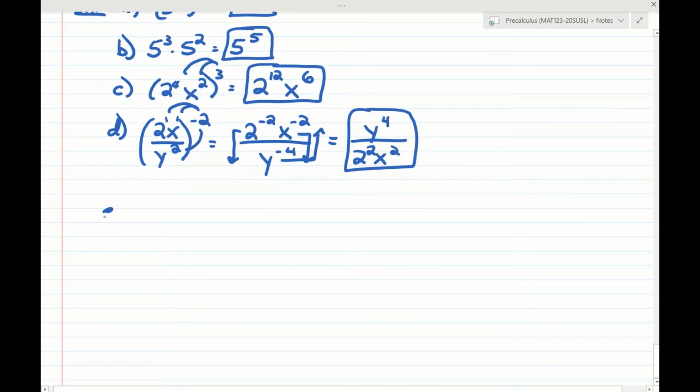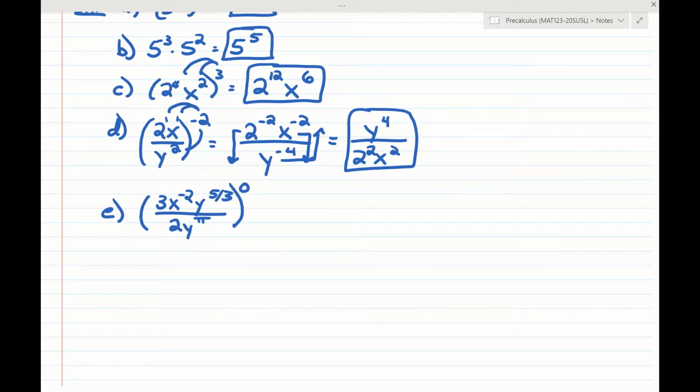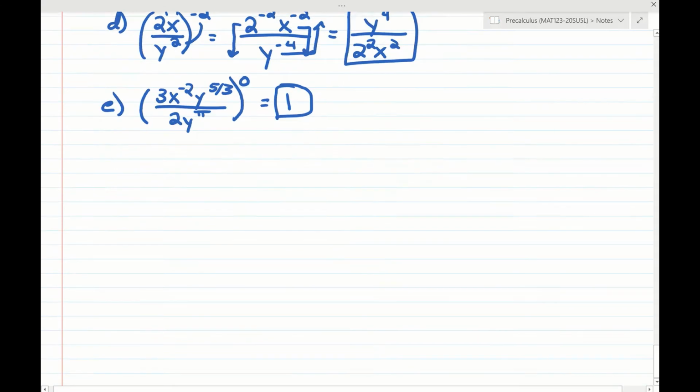And then our last one, what if we had 3x to the negative 2nd, y to the 5/3 over 2y to the pi power, all to the 0. So this one's a little tricky, but anytime you see 0 as an exponent, that makes things a lot easier. This 0, anything to the 0 power is 1, right? So that's all the answer is.